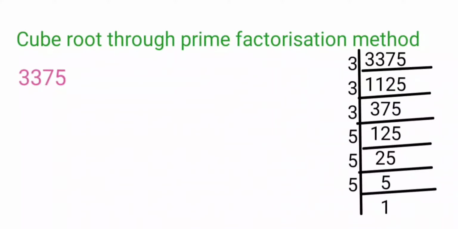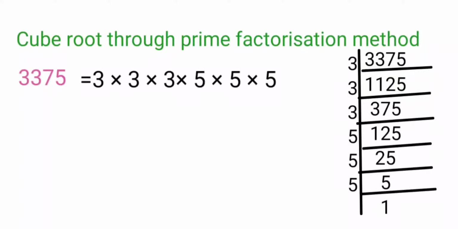So next is cube root through the prime factorization method. By the prime factorization method, how to find the cube root of a number. Taking an example, 3375. These are the factors of 3375.